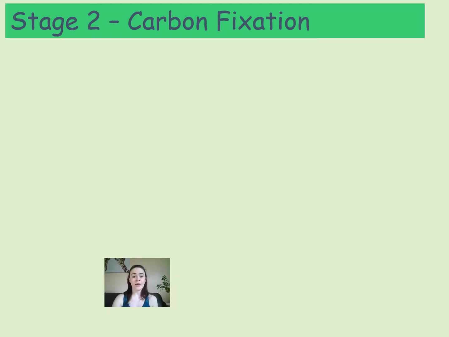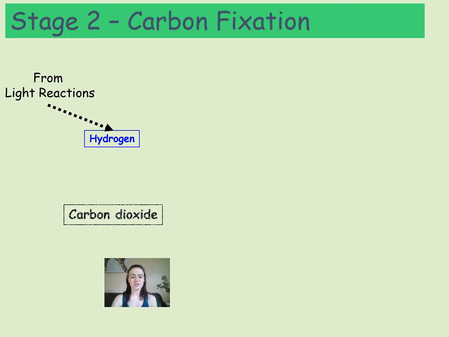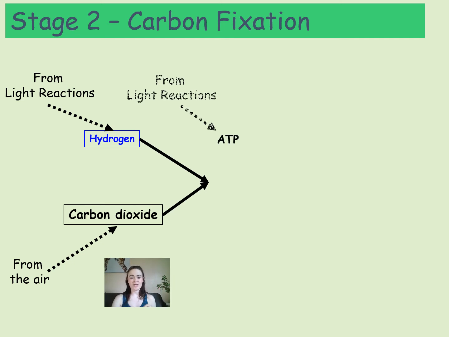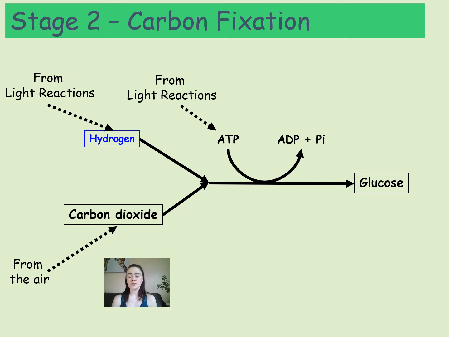Let's go over how that is done. So, from light reactions, we've got hydrogen. From the air, we've got carbon dioxide. We bring those two together with the help of ATP from the light reactions, and we produce glucose.